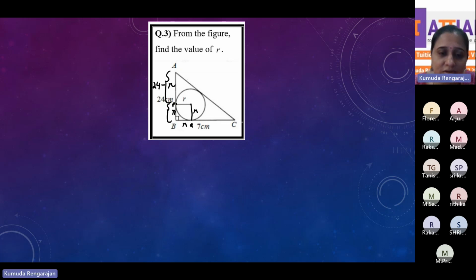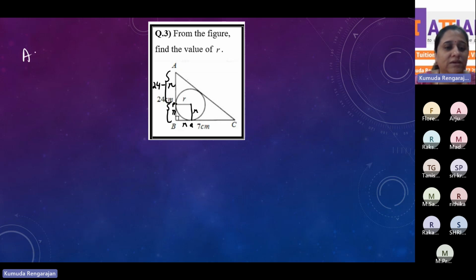BC is 7 centimeters. BQ is R. If you all understand, I'm sure, but just in case you have a doubt, why can't it be R minus 7? Supposing you have that doubt, then please work it like this.